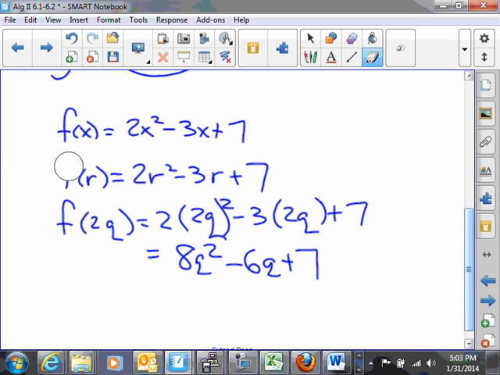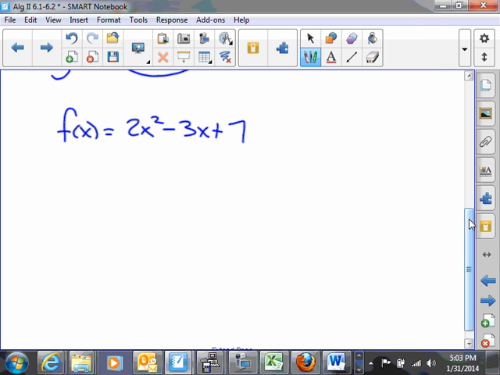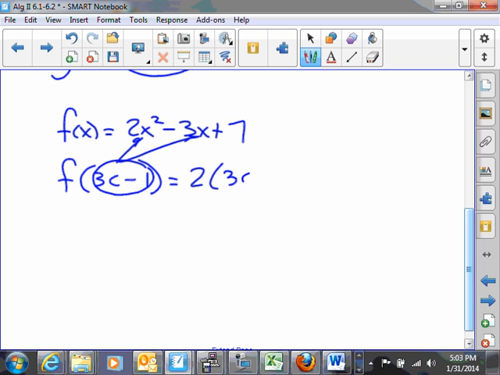Wait for it. Here it comes. What if we were to ask for something really strange, like f of 3c minus 1? Now what we're doing is we're putting this whole binomial in for x every place we see it. So that becomes 2 times the quantity (3c minus 1) squared, minus 3 times the quantity (3c minus 1), plus 7. Once again, some simplification is required here.